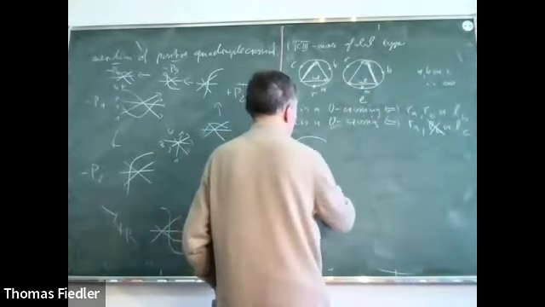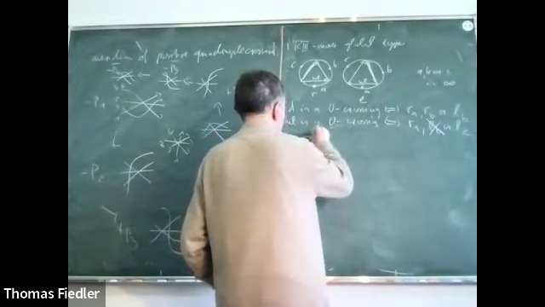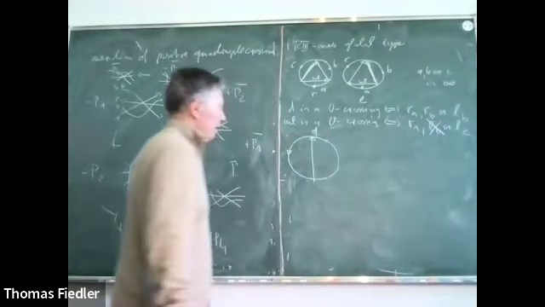So let D be a 0 crossing. So here 0 crossing in our.